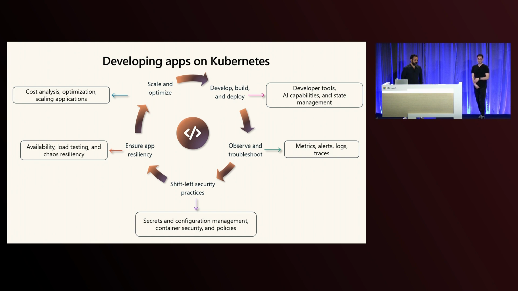And then AKS Automatic kind of tying it together too, with scale and optimization at the cluster level, like node auto provision, right, and things like that, just straight out of the box.